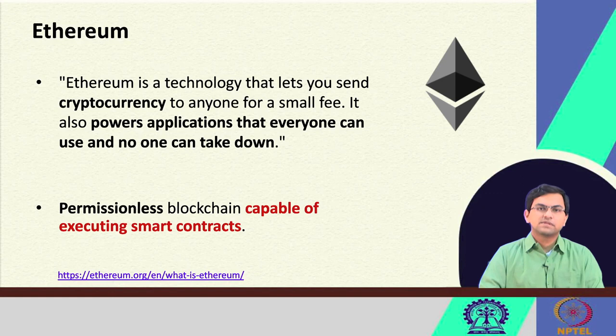The development of Ethereum started around 2013 and it finally got launched in July of 2015, and from the very beginning Ethereum was designed such that it would be able to execute decentralized applications called smart contracts. So, it is basically a permissionless blockchain platform which is capable of executing smart contracts.